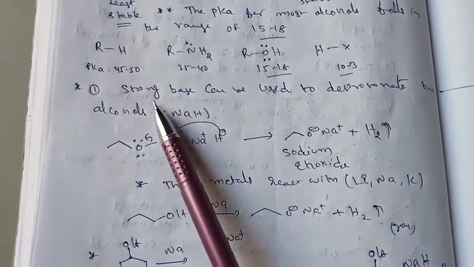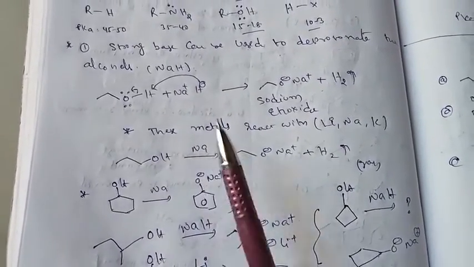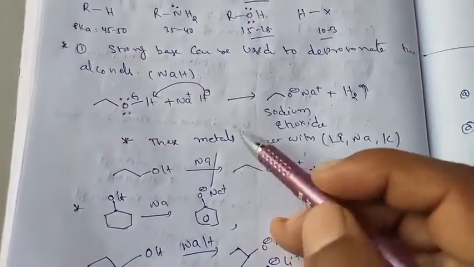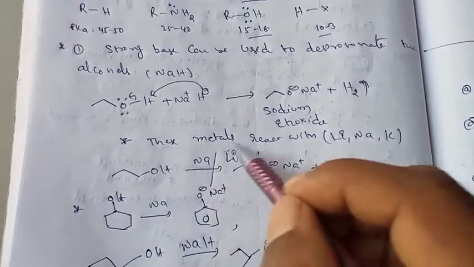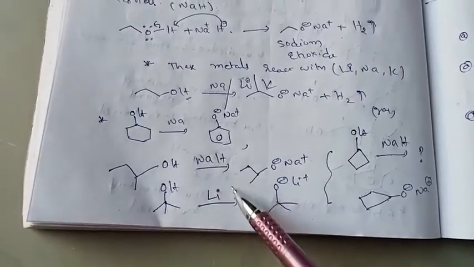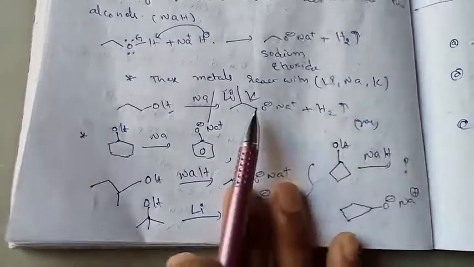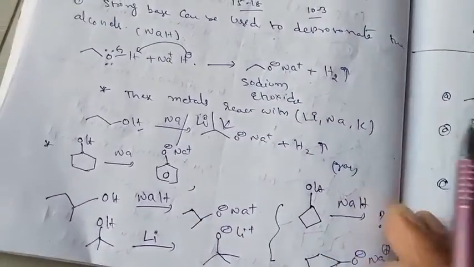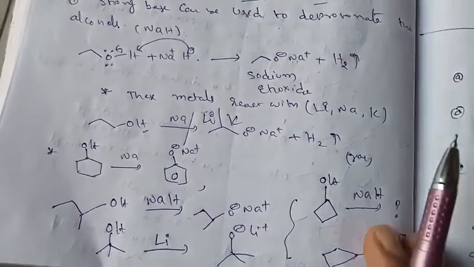Very important is that a very strong base can be used to deprotonate alcohols. What are those? Sodium hydride, and sodium or lithium or potassium. These three metals can remove this hydrogen, and so can sodium hydride. For example, you can see here tertiary butanol and lithium tertiary butoxide, even cyclopropanol. In simple terms, sodium or potassium tertiary butoxide and so on, it can't eliminate this alcoholic hydrogen.